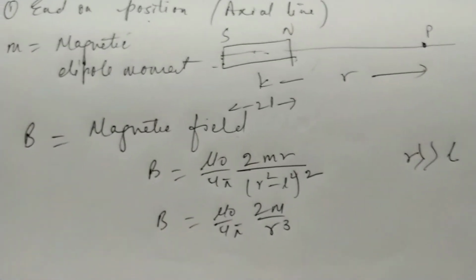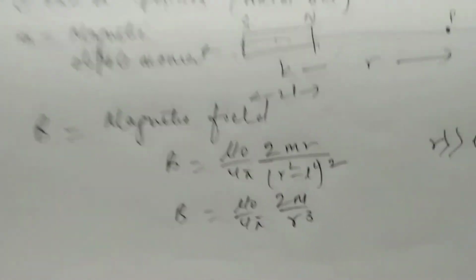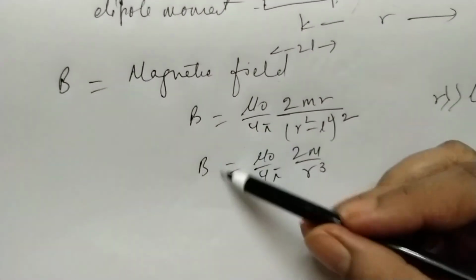So r is the distance from the center to the point P where we need to find the field, and this is the formula we are getting. You don't have to derive it. Generally in the board examination you don't get this derivation, you should just know this formula.